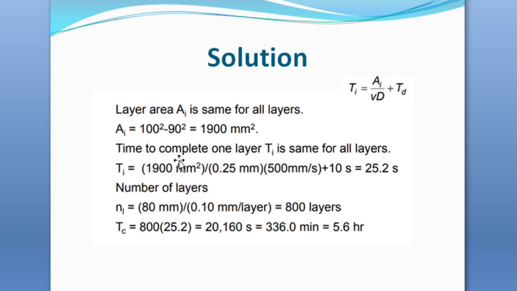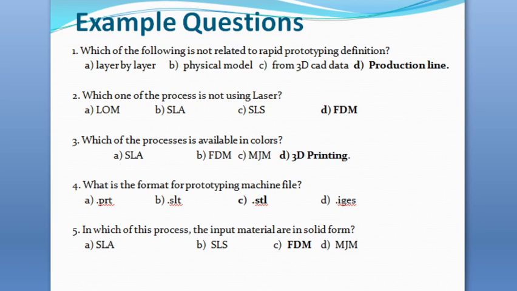The time to complete one layer is 25.2 seconds. Therefore, 800 layers multiplied by 25.2, we get 20,160 seconds. It's equal to 5.6 hours. So 5.6 hours is the part building time in the STL or SLA process for this square cross section tube.